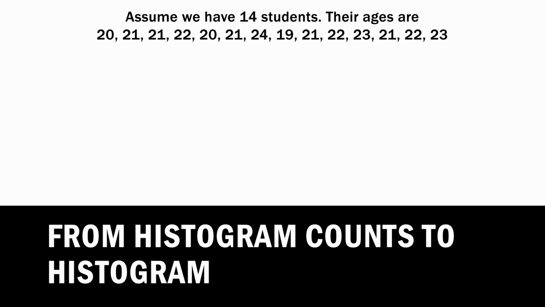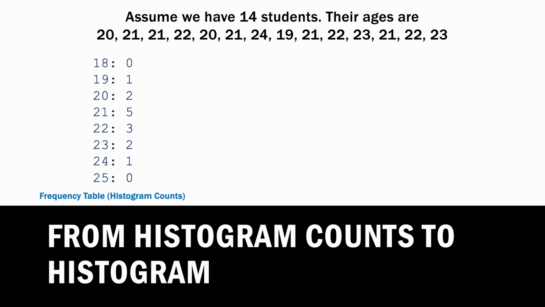Assume we have 14 students. Their ages are shown at the top of the screen. On the left, we build a frequency table, also called histogram counts. This table shows how many students fall into each age category. For example, when we look at age 18, the frequency count is 0, meaning no students are 18 years old. Next, when we look at age 21, the frequency count is 5, meaning 5 students are 21 years old.